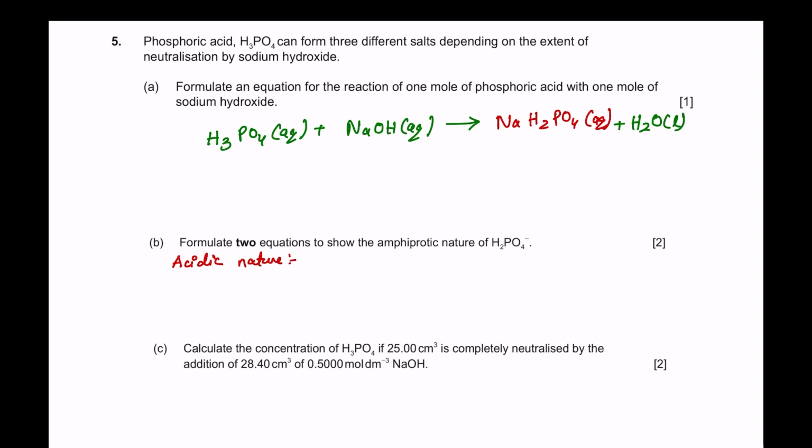Let's start with the reaction with water in both cases. H2PO4 minus aqueous plus H2O liquid. If it acts as an acid, then what happens? It will donate an H plus ion to H2O. It will be HPO4 2 minus aqueous plus H3O plus aqueous.